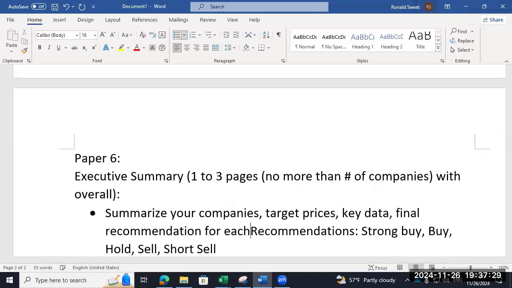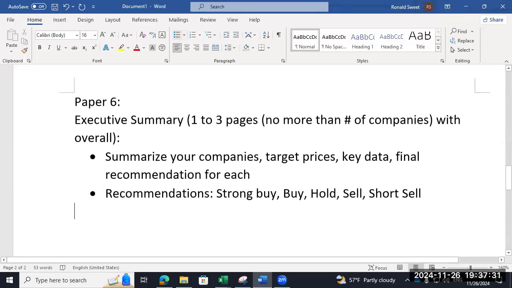Questions on that? So you really can't do that until you finish paper 5. So you get a few issues here. Everybody's got to get their paper 5 done so you can put this together.